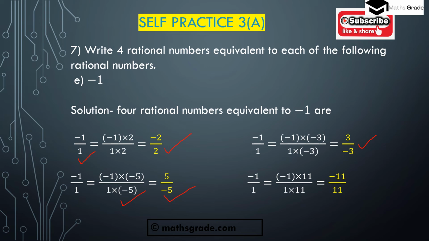If we multiply the number 11 with both numerator and denominator of minus 1 divided by 1, we get minus 1 multiplied with 11 is minus 11, and 1 multiplied with 11 is 11. So we get minus 11 divided by 11, which is equivalent to the rational number minus 1 divided by 1.